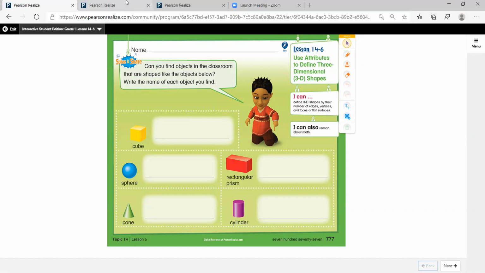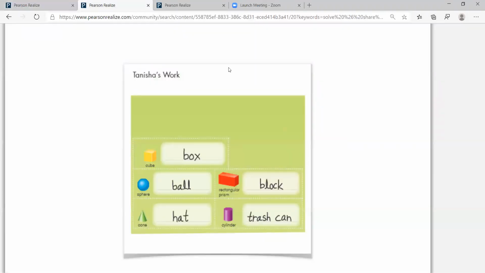Let's take a look at some student work. Tanisha went on her shape hunt, and she was able to find the following shapes. For her cube, she found a box. For a sphere, she found a ball. For a cone, she found a party hat. Her rectangular prism, she found a block. And for her cylinder, she found a trash can. These are just some examples of items that we see each day that match our 3D shapes.